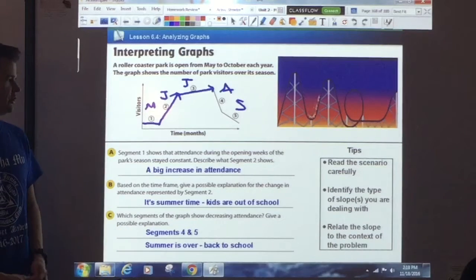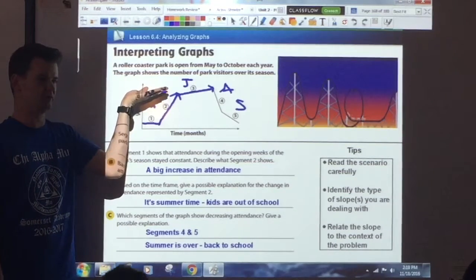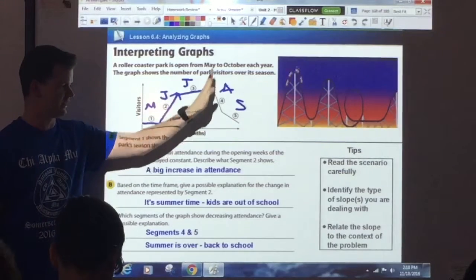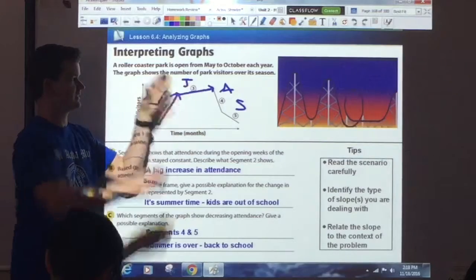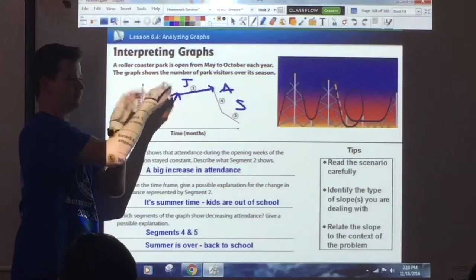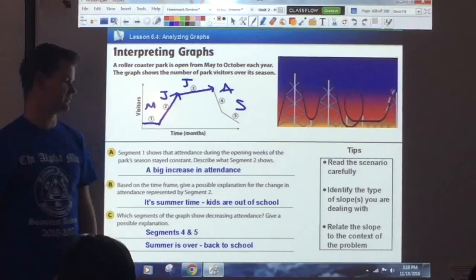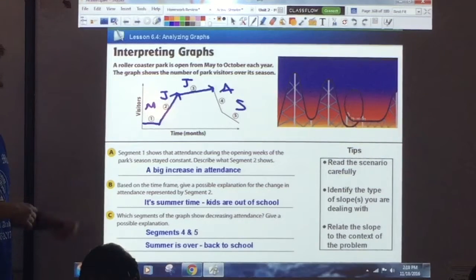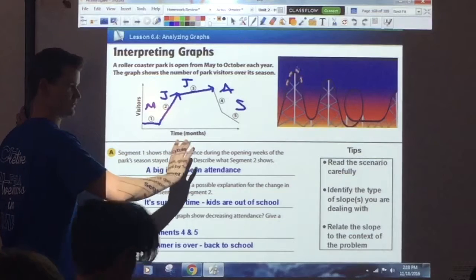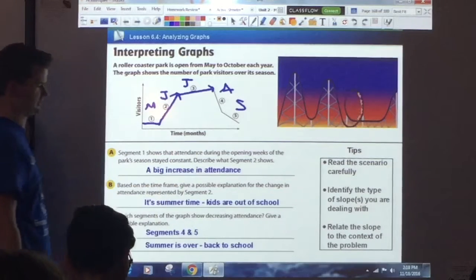All we're really doing here is reading the scenario carefully. We're identifying the different types of slope we're dealing with, and then we're relating that slope to this problem. Attendance goes up, there must be a reason. Attendance goes down, there must be a reason. These are not hard problems. It just takes you reading and analyzing the situation. You guys have this written in? Yeah. I'll give you guys a second.